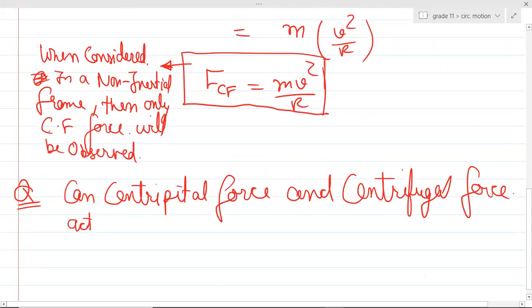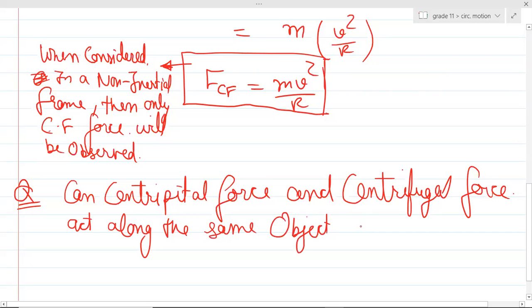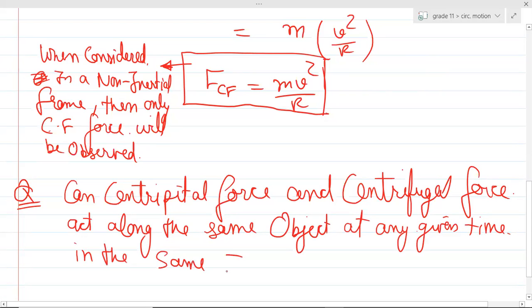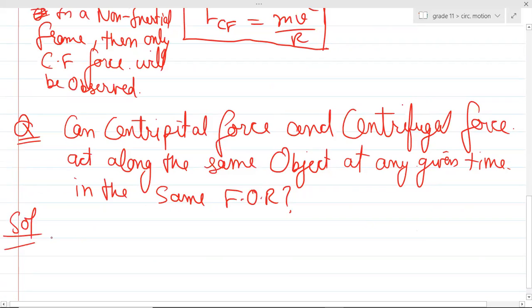Can centripetal force and centrifugal force act along the same object at any given time, in the same frame of reference? Will this happen? Yes or no? Will this happen or not? Yes, sir. This will never happen.